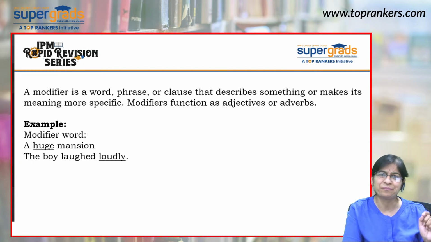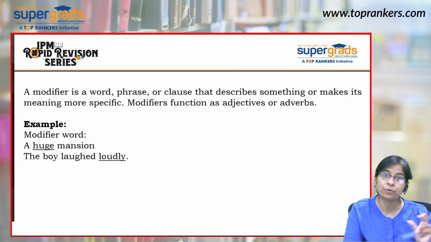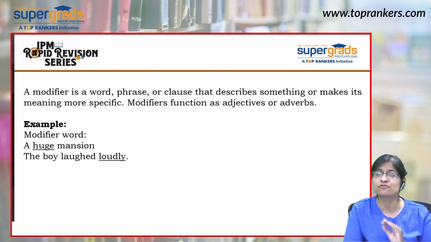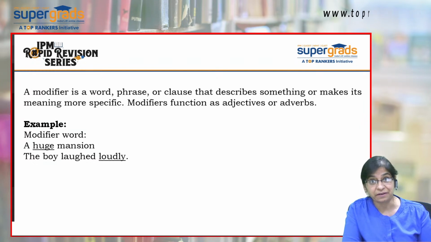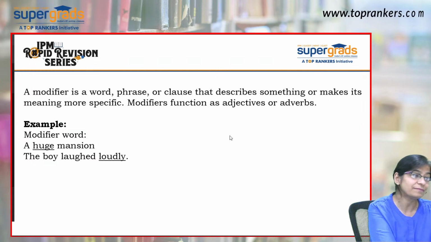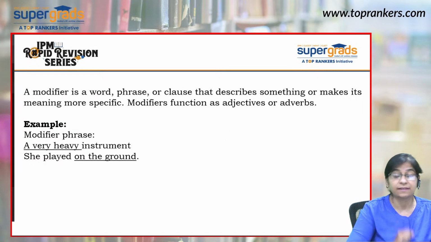Now you will say, ma'am, this is so simple. Why are you even telling us this? Well, wait, because there's a reason. You'll understand that. Let's look at what modifiers are. Then we'll understand why we need them, and why they are so crucial in the English language, especially when you have to attempt questions like spot the error. Let me show you.